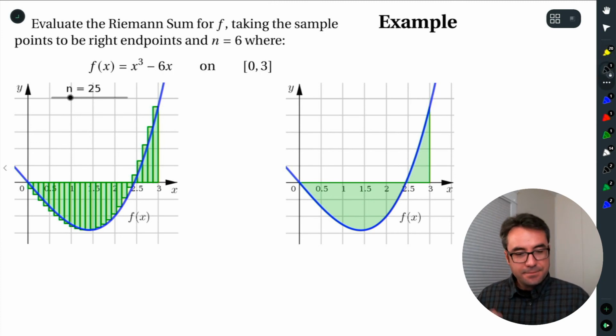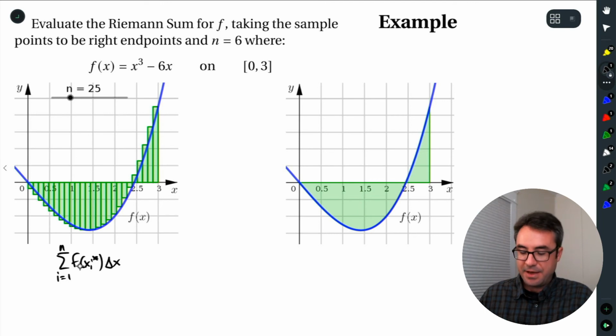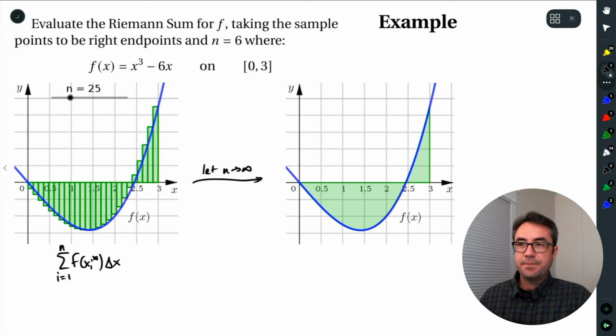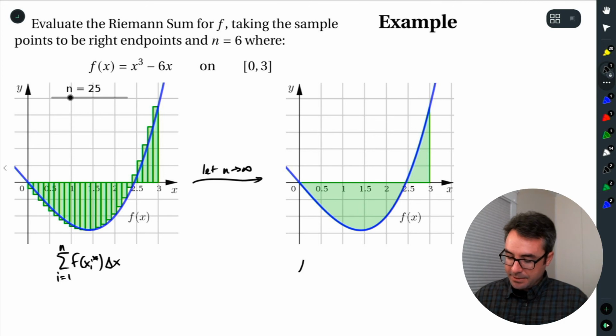And so the idea with the definite integral is we have these Riemann sums that we can do: the sum from i equals 1 to n of f of x_i star times delta x. And the idea is that if we let n go to infinity, these rectangles get very thin, and we get a very nice representation for our region under the graph, and that's our definite integral. So doing the limit as n goes to infinity of our Riemann sums gives us our definite integral.